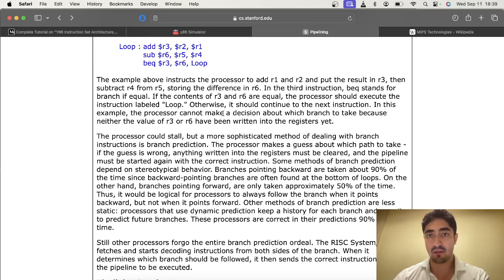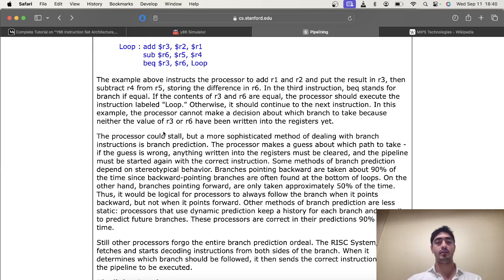Can I make this about which branch to take, because we are pipelining, we don't know the values of those two. So basically one is in instruction execute, hasn't come to being written. The other one is instruction decode, that's sub R6, and the other one is instruction fetch.